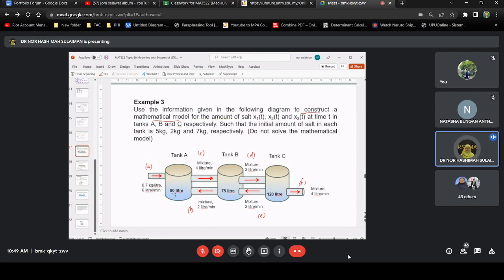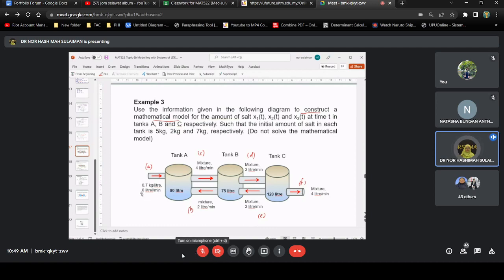Dalam ni asalnya dah ada 80 liter. Okay, dan dia keluar daripada tank A 4 liter per minit, dan ada pula yang masuk daripada tank B ke tank A sebanyak 2. Okay, cuba kita tengok. Yang terlibat dekat tank A ni adalah A, B dan C. Yang masuk ada 2 saluran. Saluran A dengan saluran B, betul?